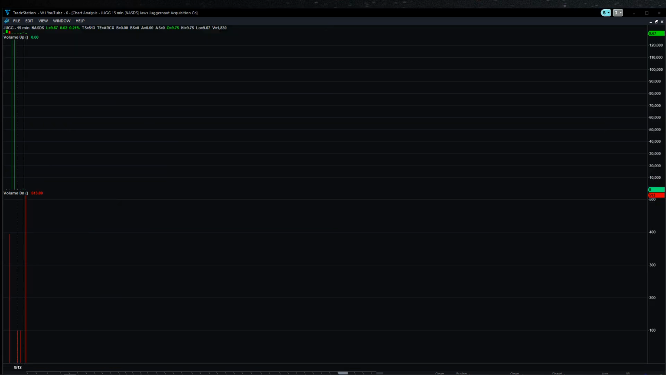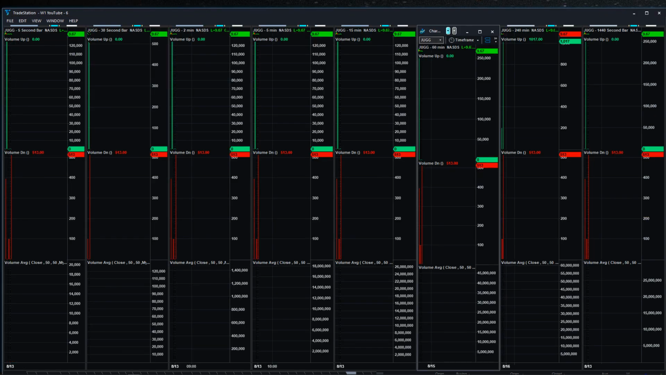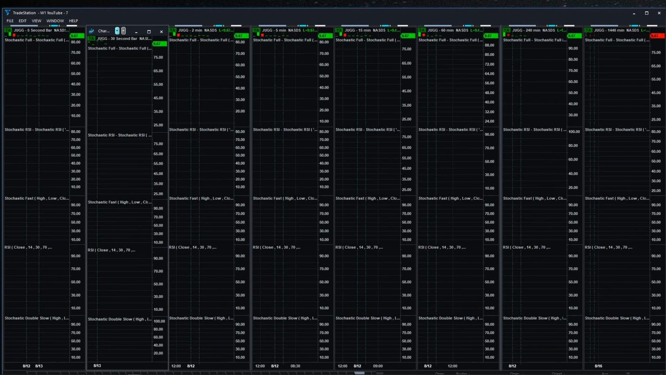And here's our volume bar. It's pretty sad, isn't it? Yeah, this looks a lot different when there's no volume, huh, people?